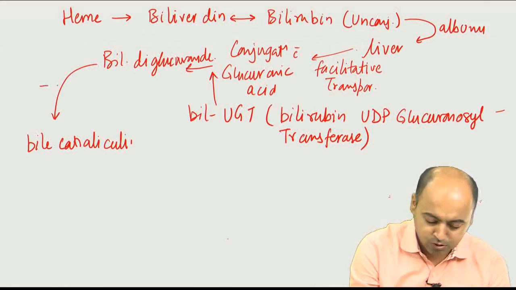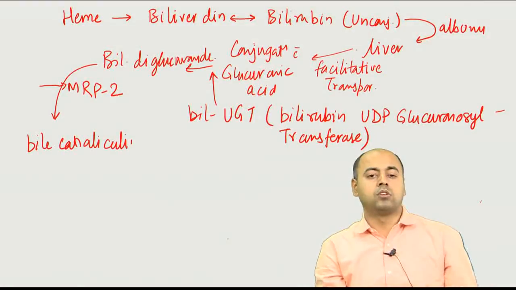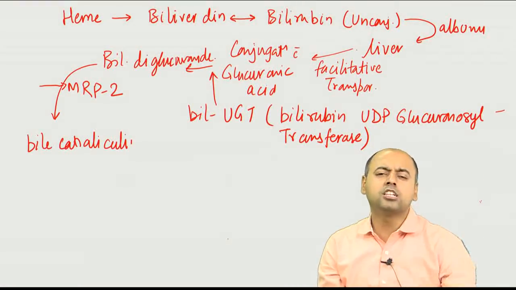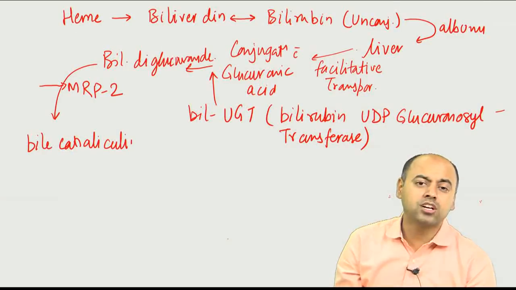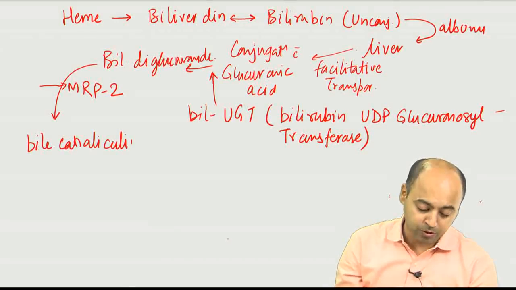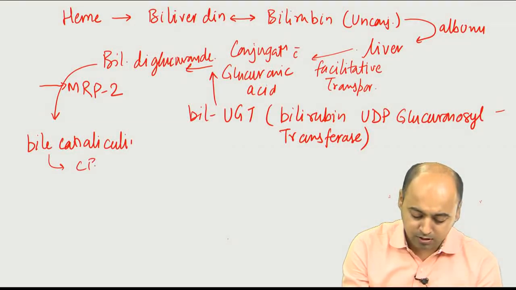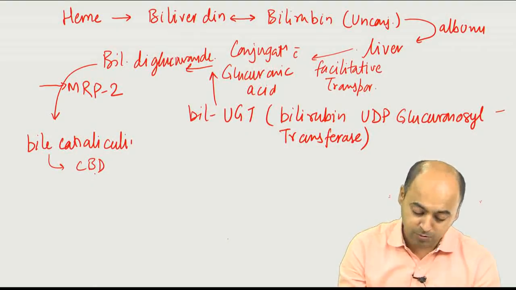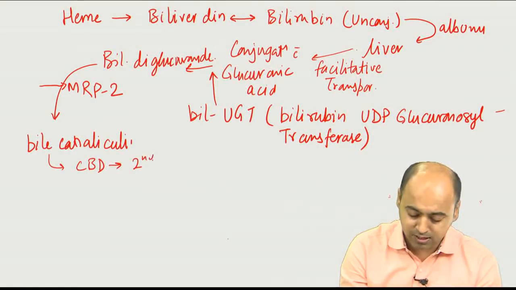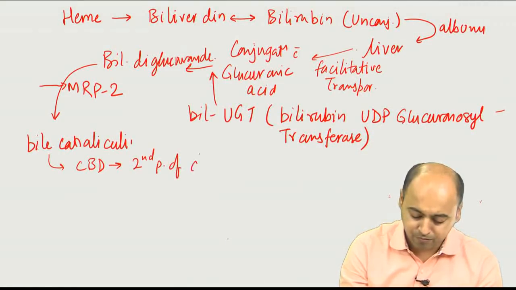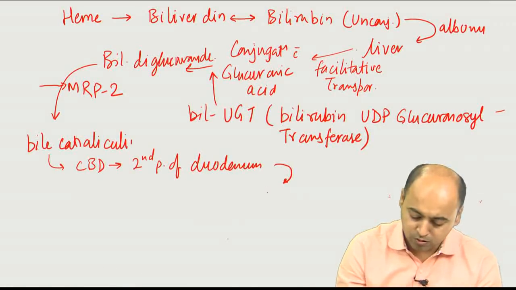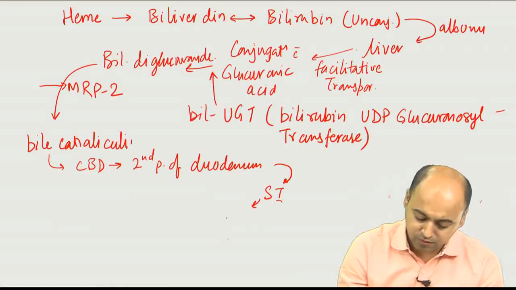The transporter protein is MRP2, meaning the MRP2 is transporting the conjugated bilirubin. Just for the sake of record, I will quickly complete this. The bile canaliculi will release the bilirubin into the CBD. From CBD it will go to the second part of duodenum. From second part of duodenum it goes to the rest of the small intestine, from where it goes to the large intestine.